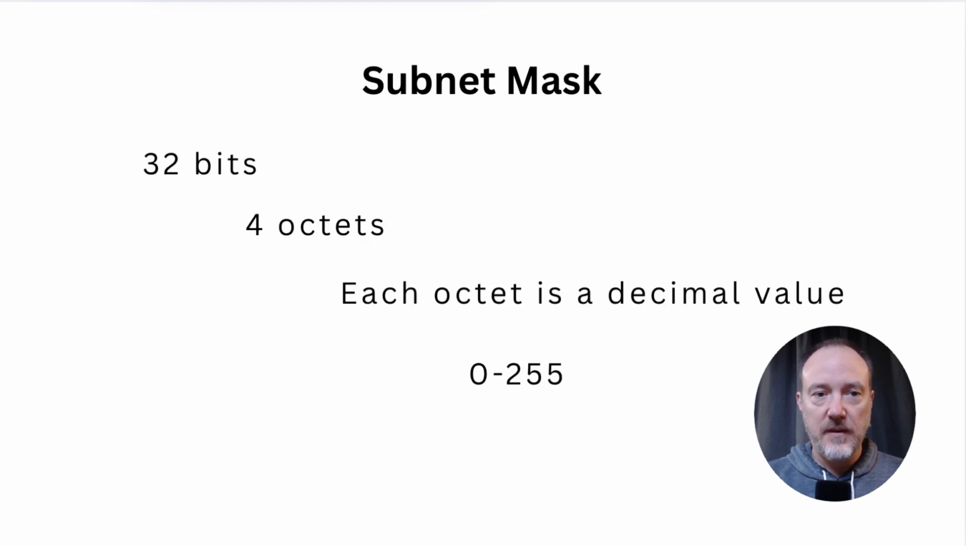So the subnet mask, it's a 32-bit value that is represented very similar to an IP address. It has 4 octets, and there are 8 bits in each one of those octets. It's separated by a decimal point, and the numbers for each octet are a decimal value from 0 to 255, since the highest decimal value you can get with 8 bits is 255.